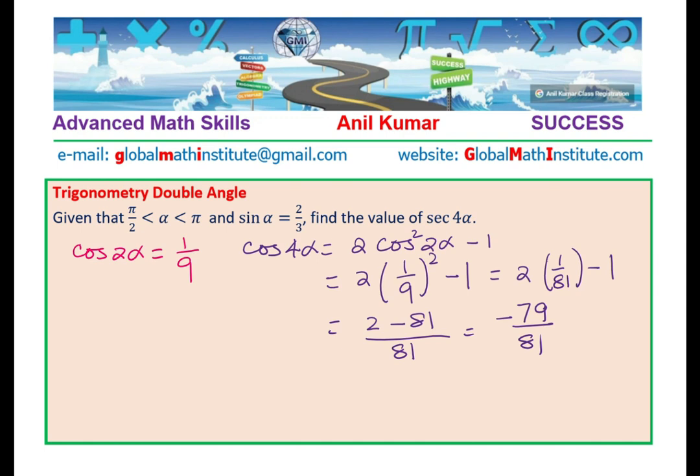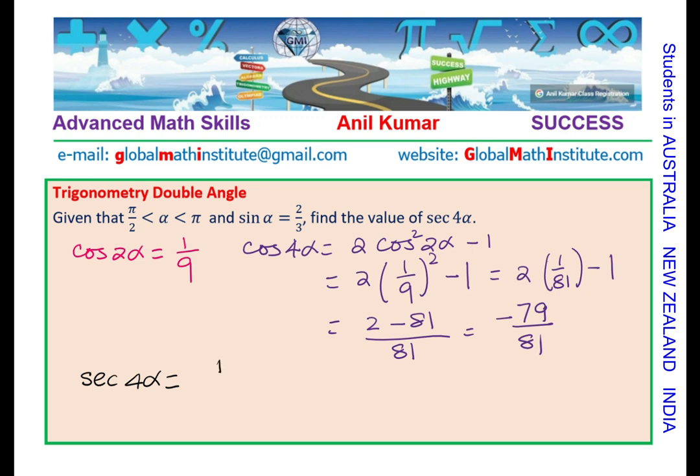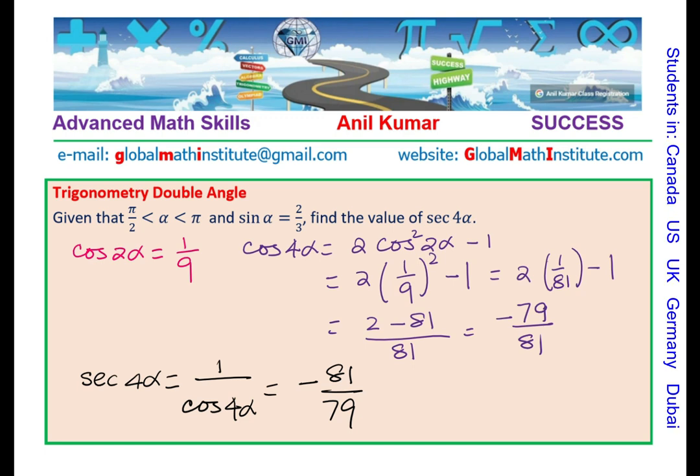So from here, we can now write down what is secant 4 alpha, correct? So we get secant 4 alpha, which is 1 over cos 4 alpha. So reciprocal, negative 81 over 79. Do you see how we have connected them all one by one and got our answer? Perfect. So I hope it makes sense.